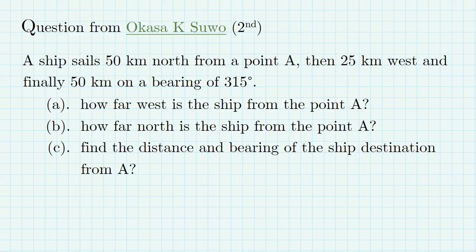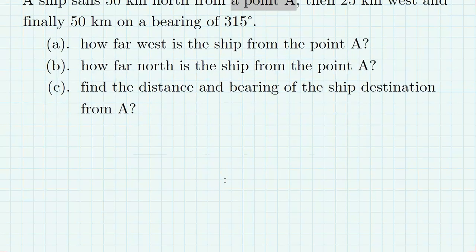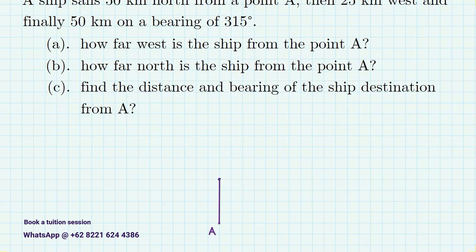So this is the second question, still on the topic of bearing and distance. A ship sails 50 km north from a point A. So let's draw this on a sketch. It travels 50 km north, so that's going to be 50, and then 25 km west. So it travels to the left for another 25 km, since west is in the left direction. And finally 50 km on a bearing of 315 degrees.